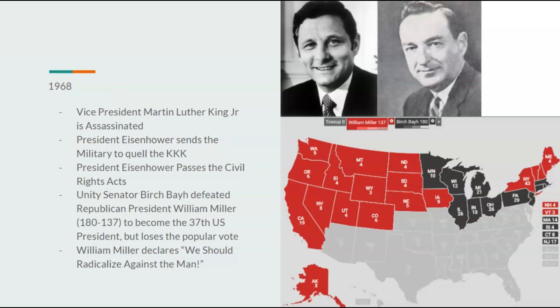Unity Senator Birch Baugh would defeat Republican President William Miller 180-137 to become the 37th U.S. President, but loses the popular vote. Shortly after, former President Miller declares, "We should radicalize against the man." Sorry, I'm trying to do voices. I'm not good at it.